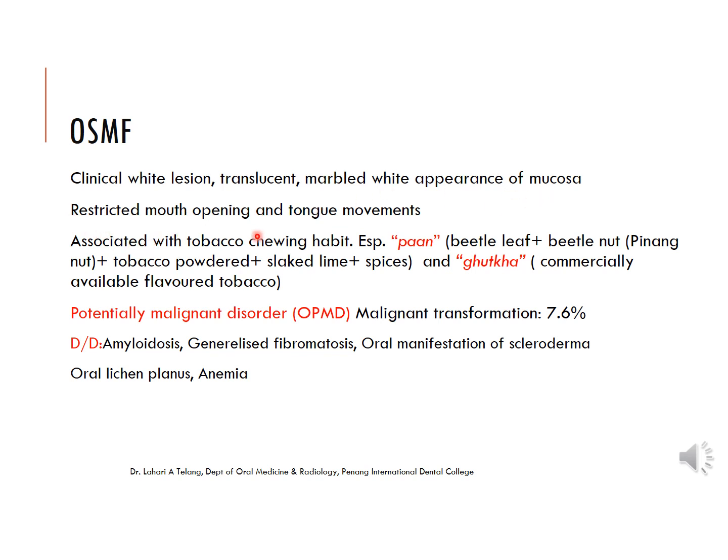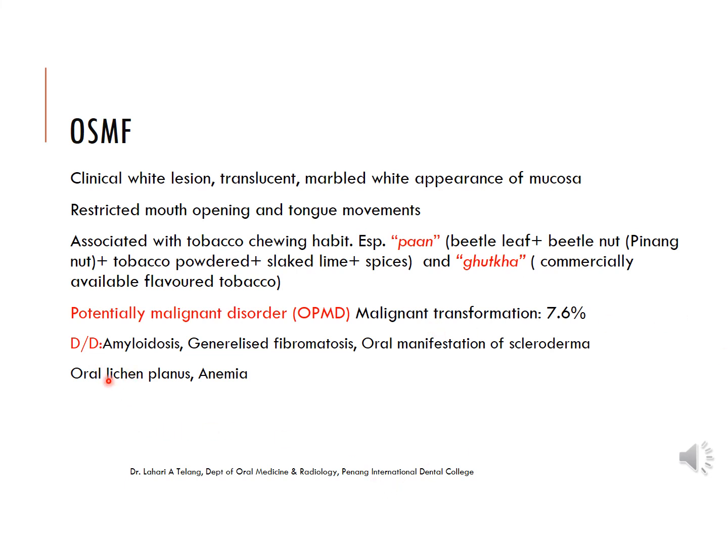Patients generally have an associated tobacco chewing habit, especially what we call pan, which is betel leaf and betel nut, which is the Penang nut, tobacco powder, slake lime and spices. Also commercially available is flavored tobacco called gutka. This habit is especially predominant in the South Asian subcontinent. That is generally patients who are coming from India, Pakistan, Bangladesh, Sri Lanka, Taiwan, and Myanmar. There's high tobacco consumption in these areas, and you will see that many of the patients use these flavored tobaccos or pan. But this is a potentially malignant disorder, and the malignant transformation rate is 7.6%.